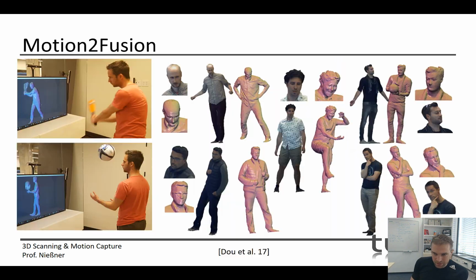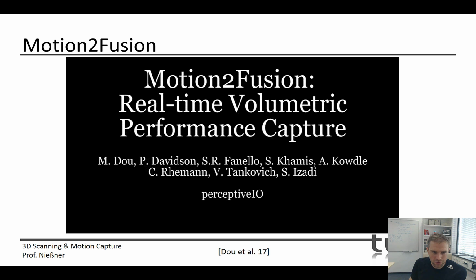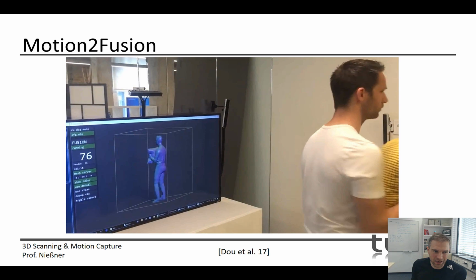Okay, so I wanted to highlight a few follow-up works still. This Motion2Fusion is kind of a cool follow-up work. This is the same group. I also want to quickly show a short video here. And the idea of that one is basically that they now want to get it faster.